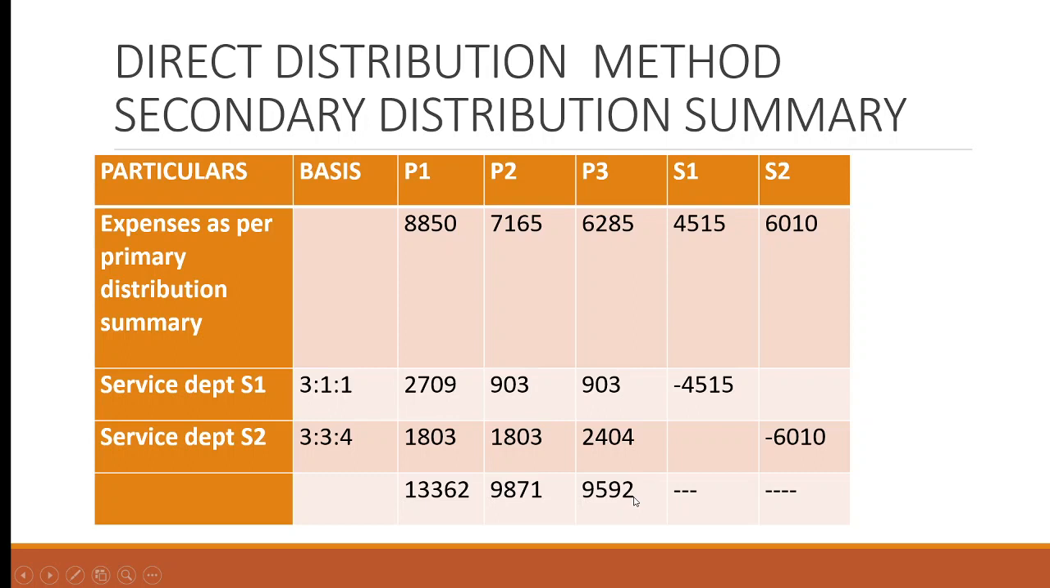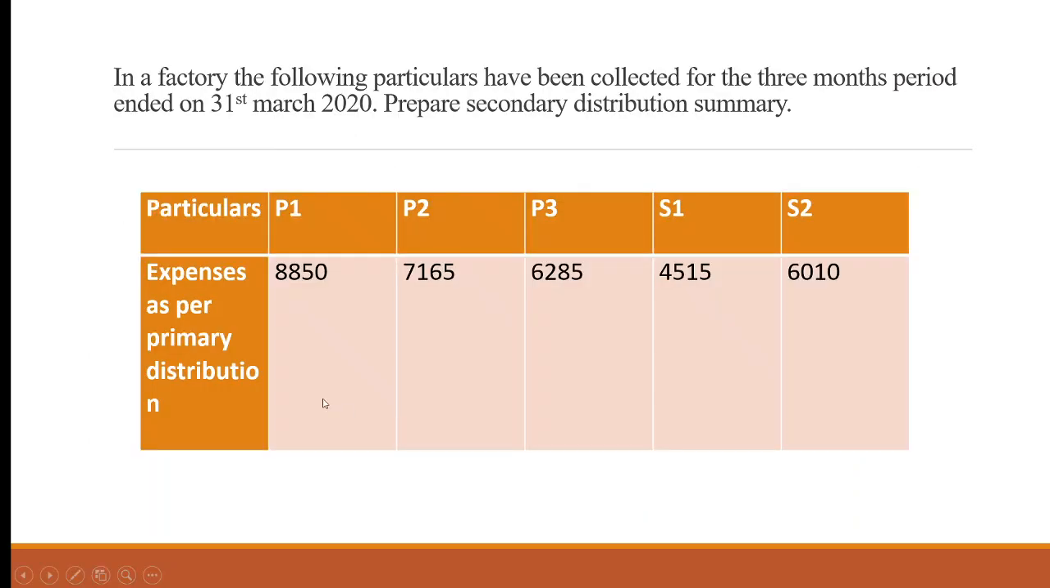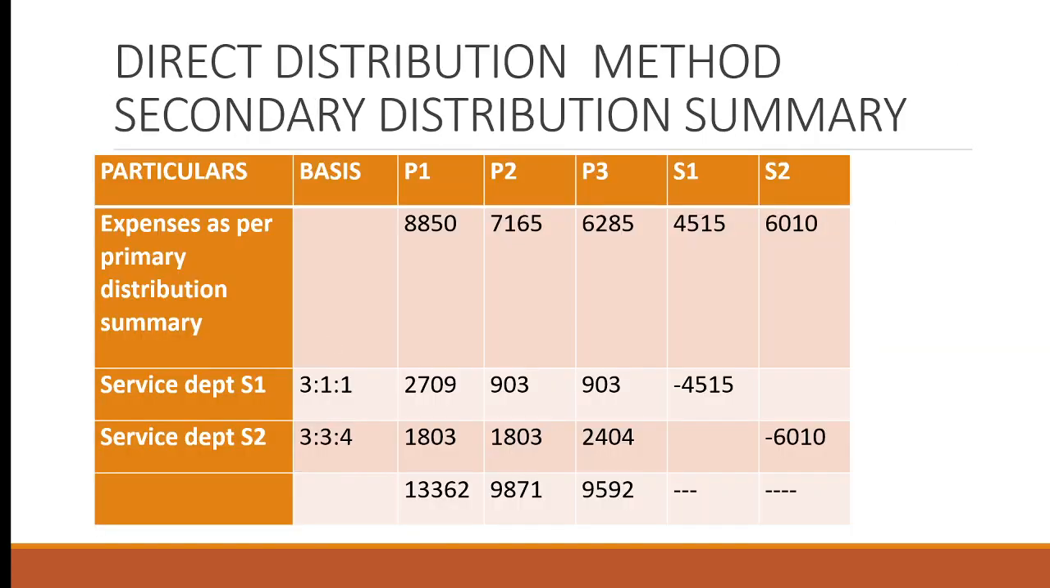So in this case the primary distribution was already done, and the expenses as per primary distribution was given, and based on the ratio, the overhead cost of S1 and S2 departments are distributed to three production departments, P1, P2 and P3.